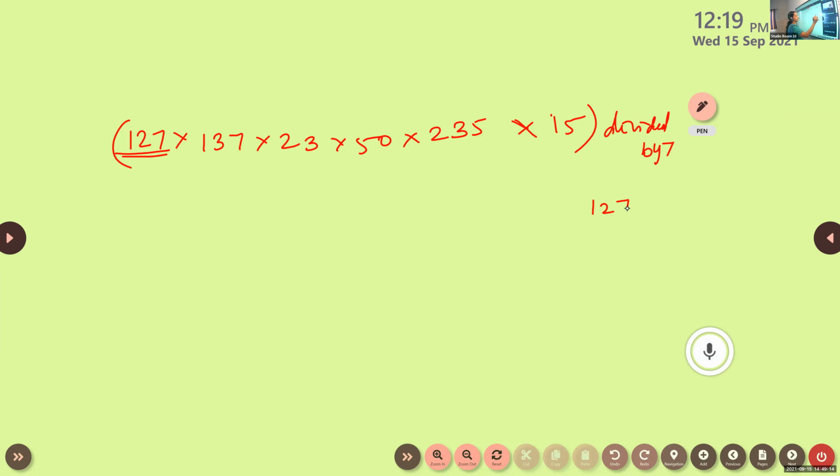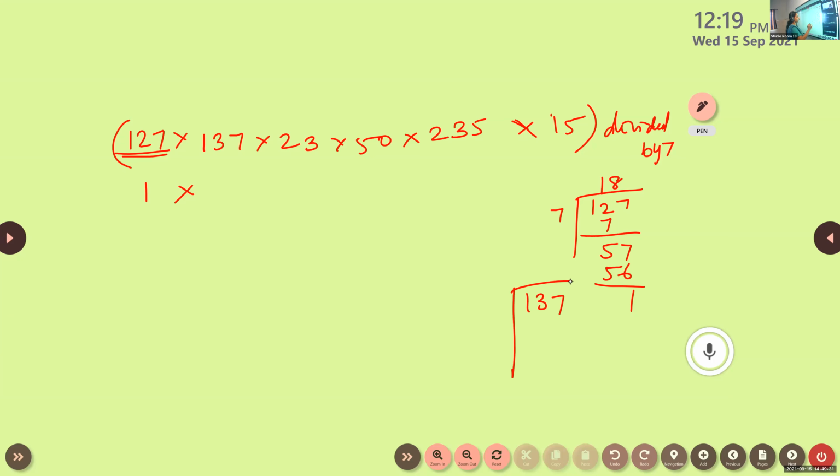127, when you divide by 7, what is the remainder? 7 ones are 7, 57. 7 8s are 56. Is it 1? Is it correct, children? Is it 1? Yes, ma'am. So it is 1. Okay. Into. Now do you take the next number?